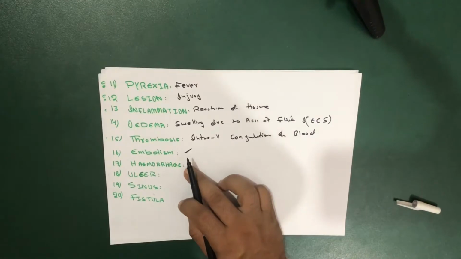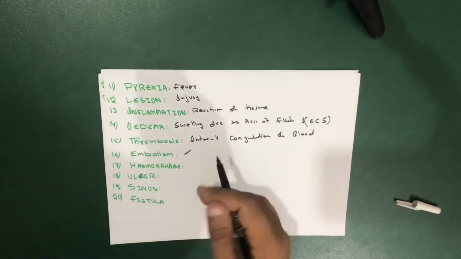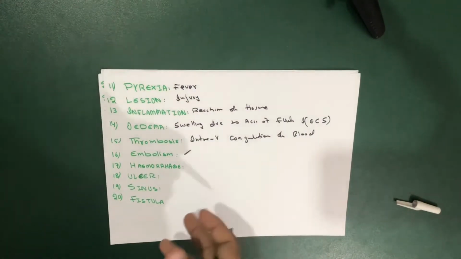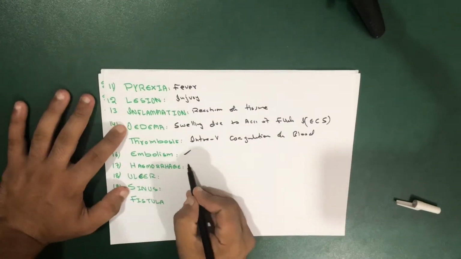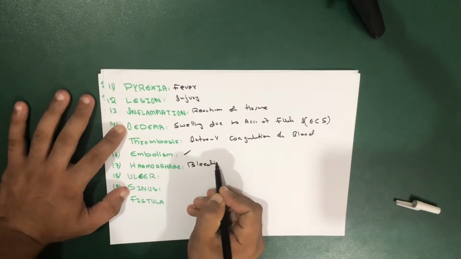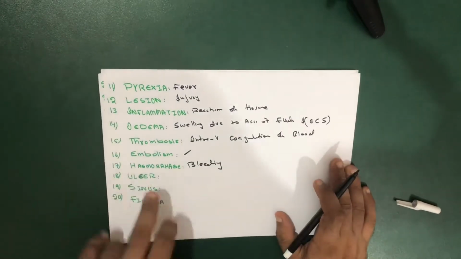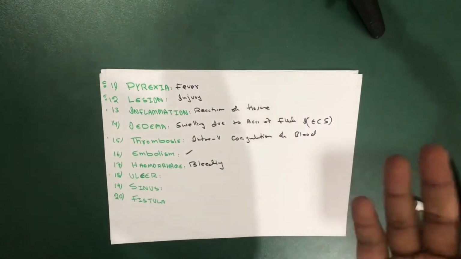Now moving towards hemorrhage. Hemorrhage means bleeding, which may be external or internal. So you can simply add bleeding. If somebody says bleeding, you must understand that in medical terms you are supposed to call it hemorrhage.